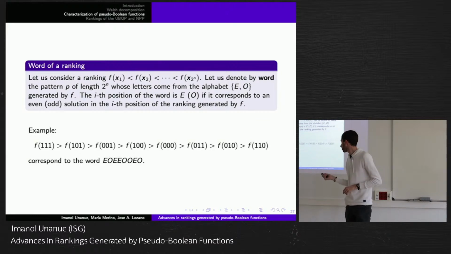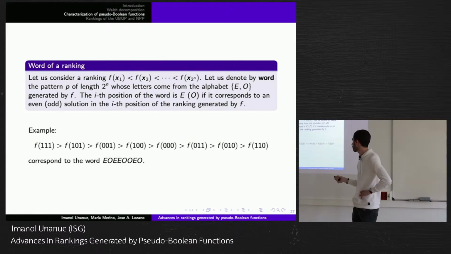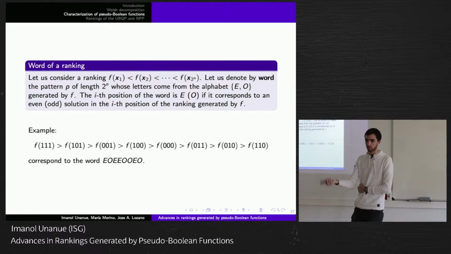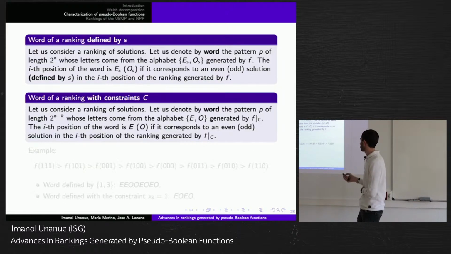For example, imagine we have the following ranking of solutions. The first solution, for example, is 111. It's an even solution. The second solution has a 1 0 bit, for example, it's an odd solution, even, odd, and so on. So that's the binary sequence generated from the partition of even and odd solutions.